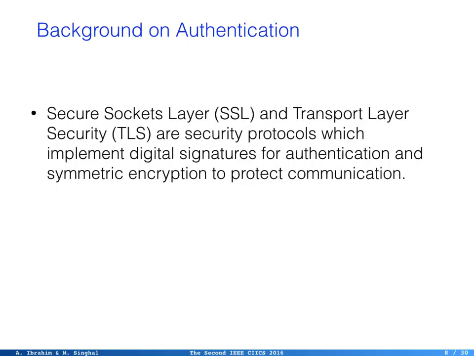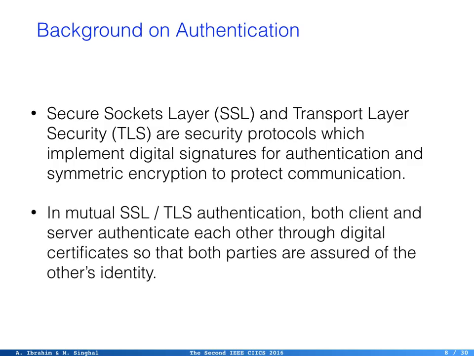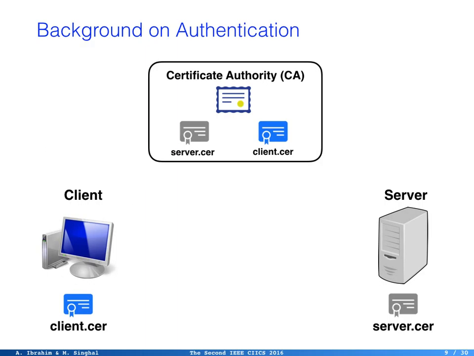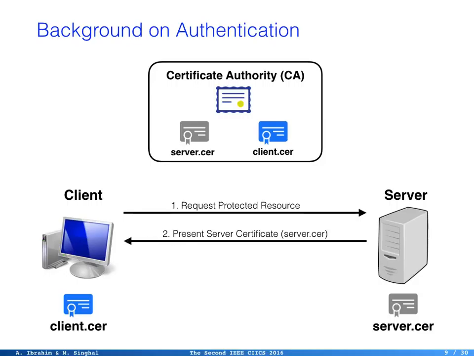SSL and TLS are secure protocols which implement digital signatures for authentication and symmetric encryption to protect communication. In mutual SSL-TLS authentication, both client and server authenticate each other through digital certificates, so that both parties are assured of the other's identity. The process of authentication and establishing an encrypted channel using certificate-based mutual authentication involves the following steps. First, a client requests access to a protected resource. The server replies with its certificate to the client.